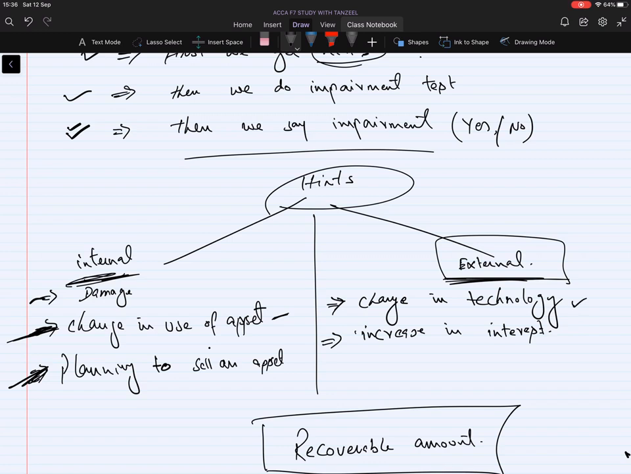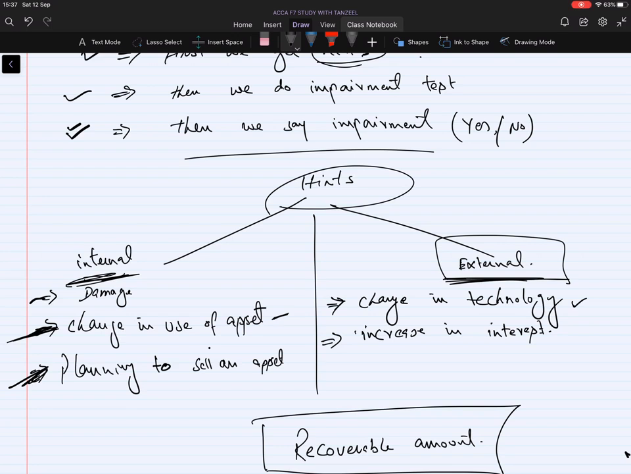Like previously, now I have an iPhone 11 Pro Max, but now I heard on 15th September an iPhone is launching, a new phone. So because of the new technology, the old technology price will go down. I know the iPhone 11, say I bought it for £1,300. So now a new phone is coming. Definitely my iPhone 11 price will go down. So this change in technology is the external factor, an external hint for your impairment.